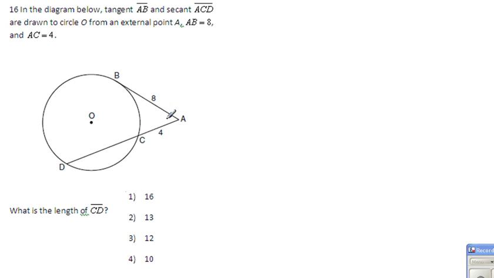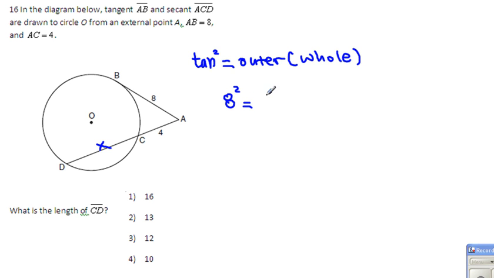Here we have once again tangent and then secant. Here then we're going to have tangent squared is equal to outer times the whole thing, the whole secant. Now, how are we going to calculate this one? Since we are looking for CD, let's call this one x. Then we realize 8 squared, that's the tangent. Outer, which is 4. The whole thing is 4 plus x.